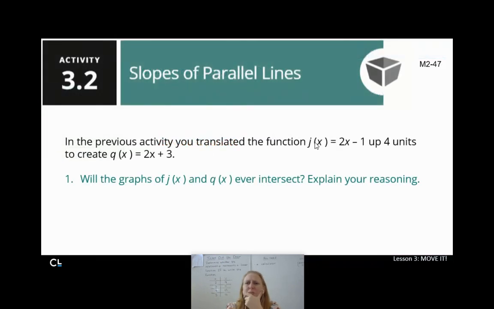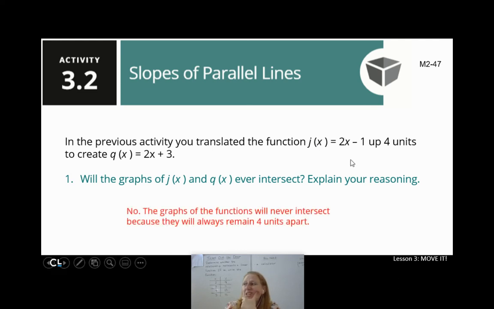That's important. So in the previous activity, we translated the function 2x minus 1 up 4 units, and we got 2x plus 3. Will these ever intersect? I hope you said no. They're never going to intersect. They're always going to be 4 units apart, right?